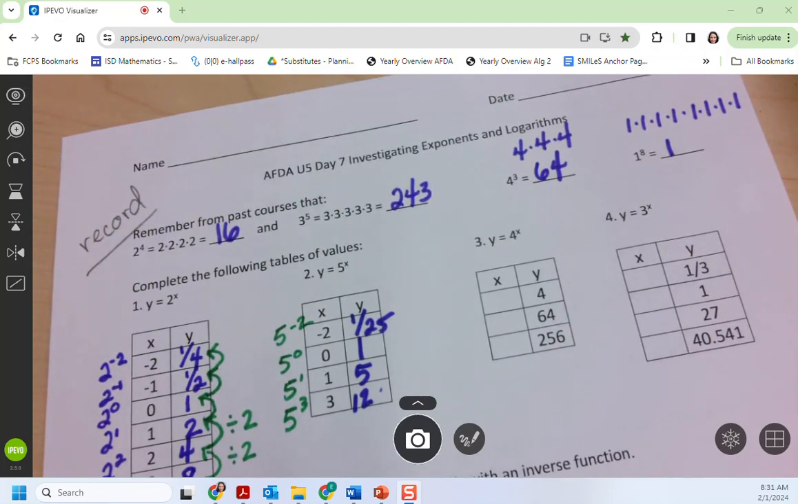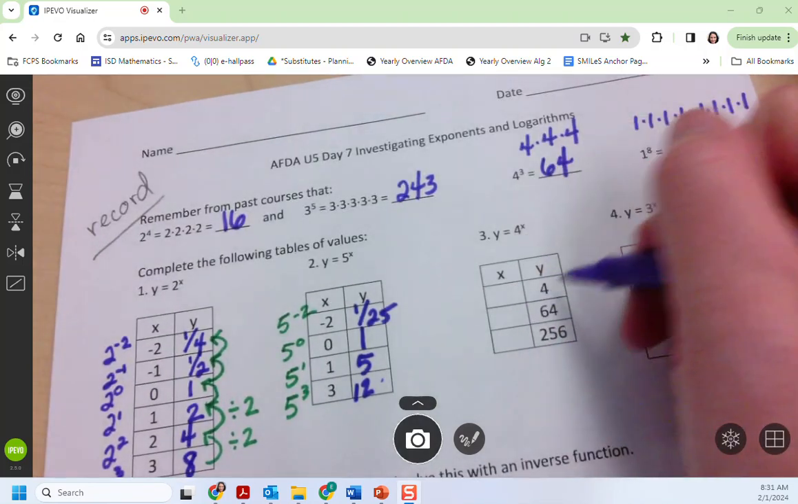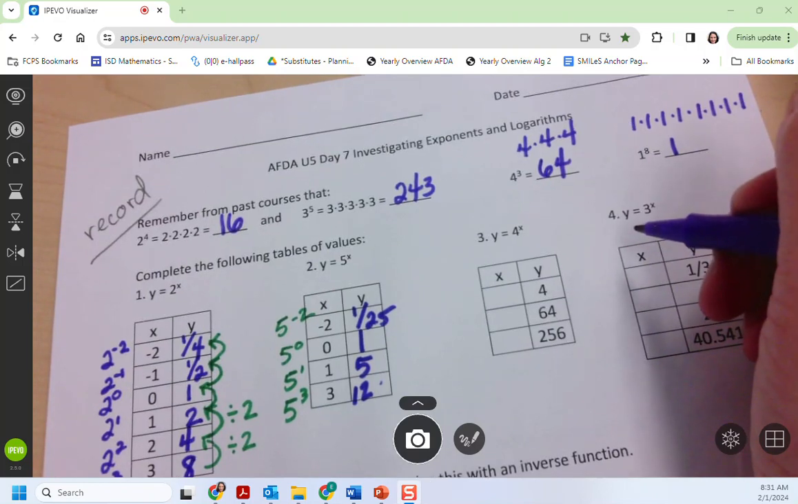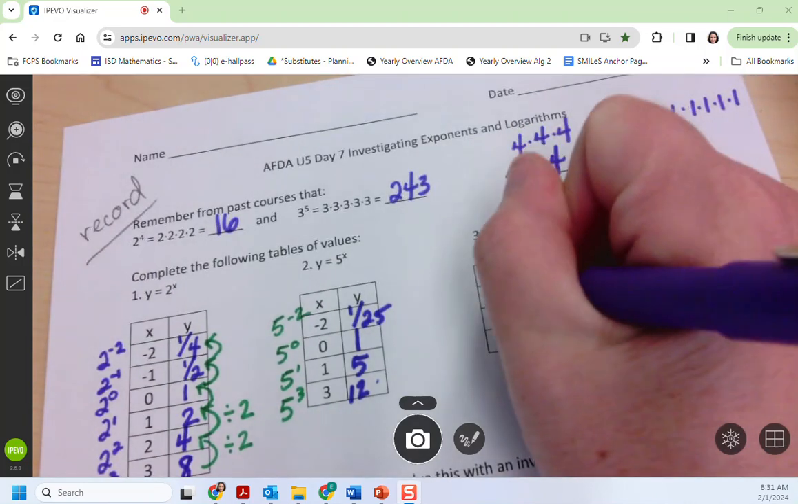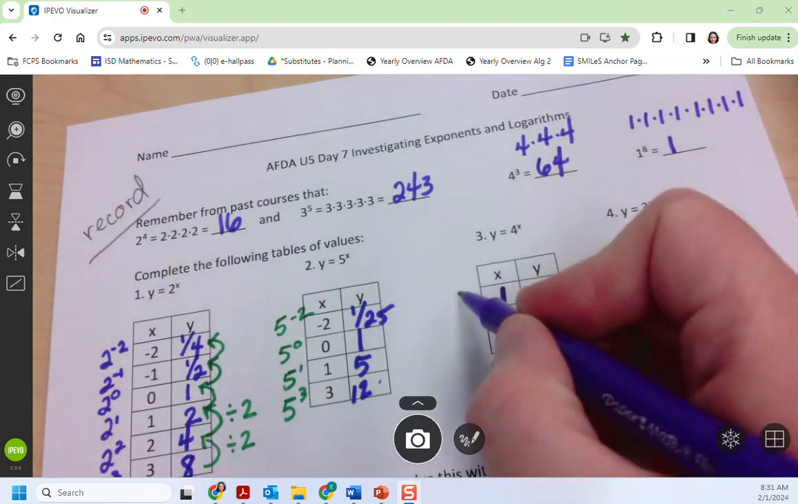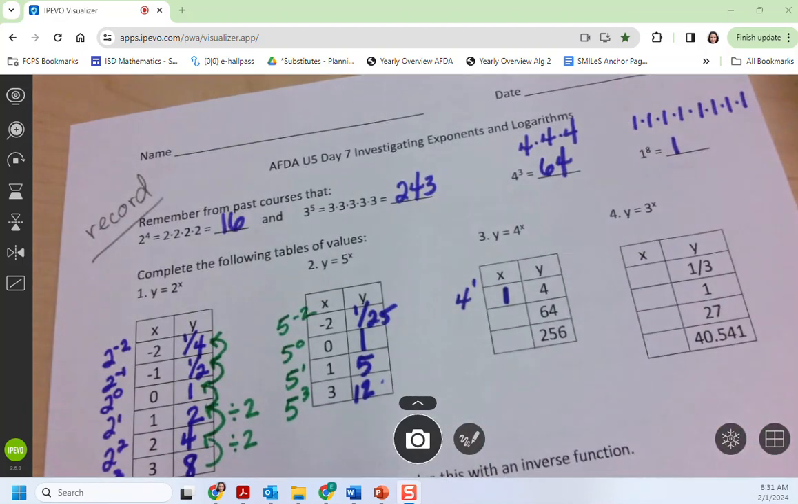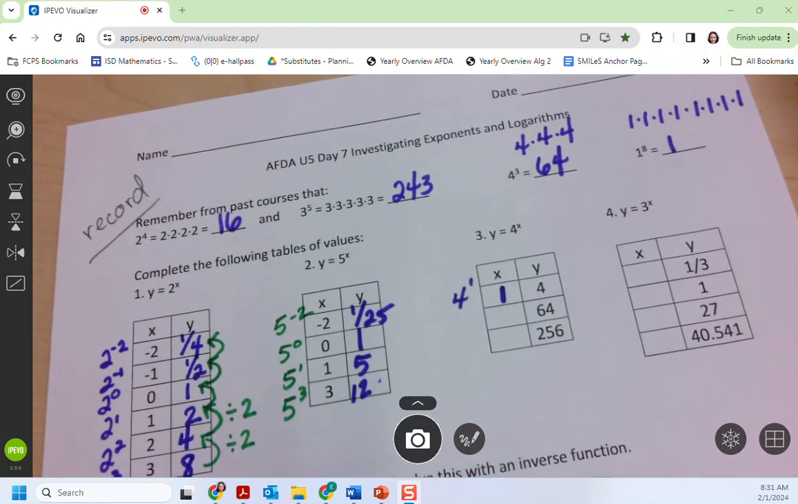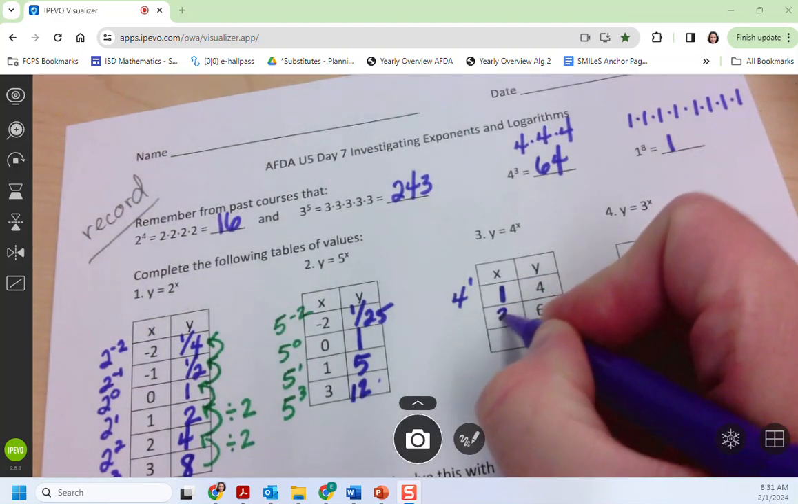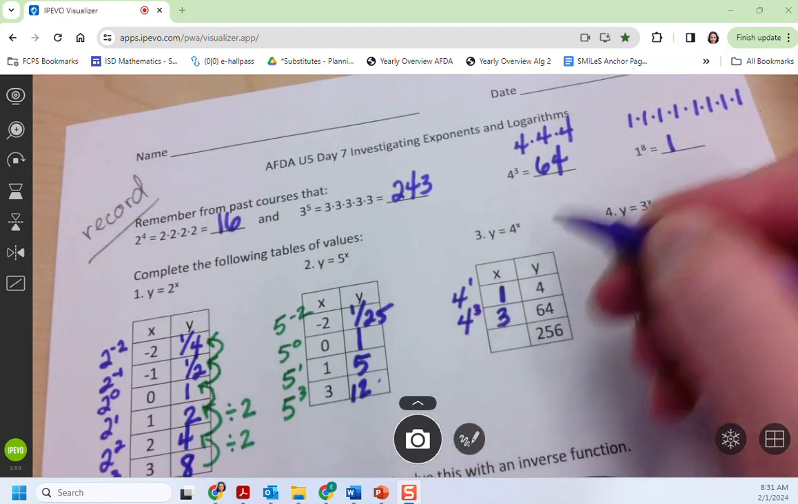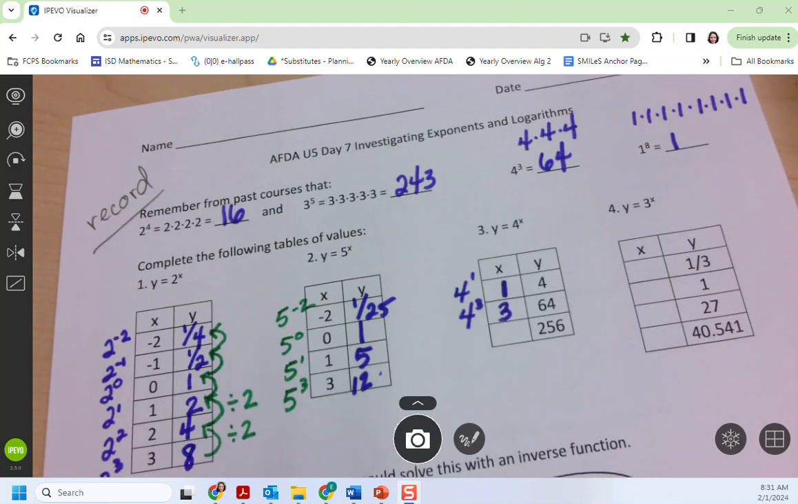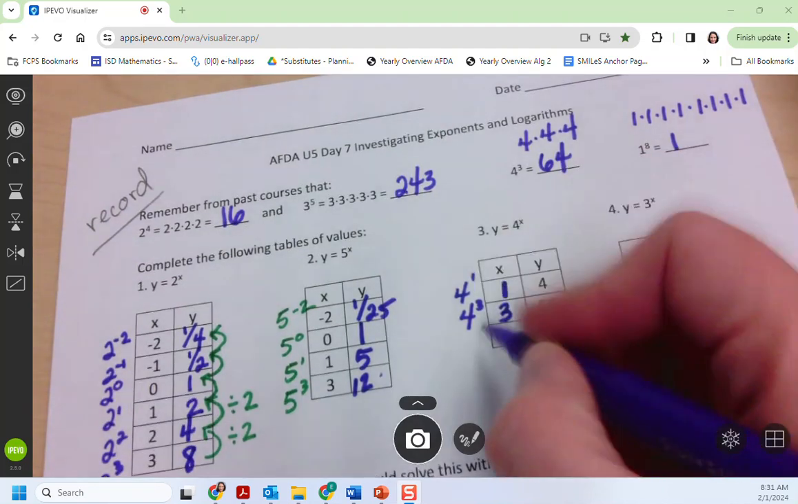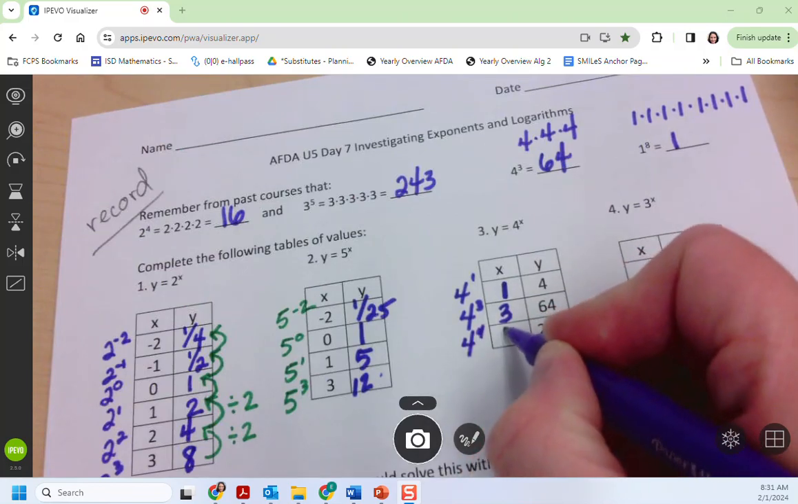Okay, so 4 to what power gives you 4? What'd you get? 1, yeah. So the 1 goes here. If you want to write it as 4 to the 1, put that out there, okay? 4 to what exponent gives you 64? S has 3. Anybody else get 3? Yeah? Okay. So 4 to the 3 is 64. And Edward, what did you get for 256? 4, good. 4 to the 4.